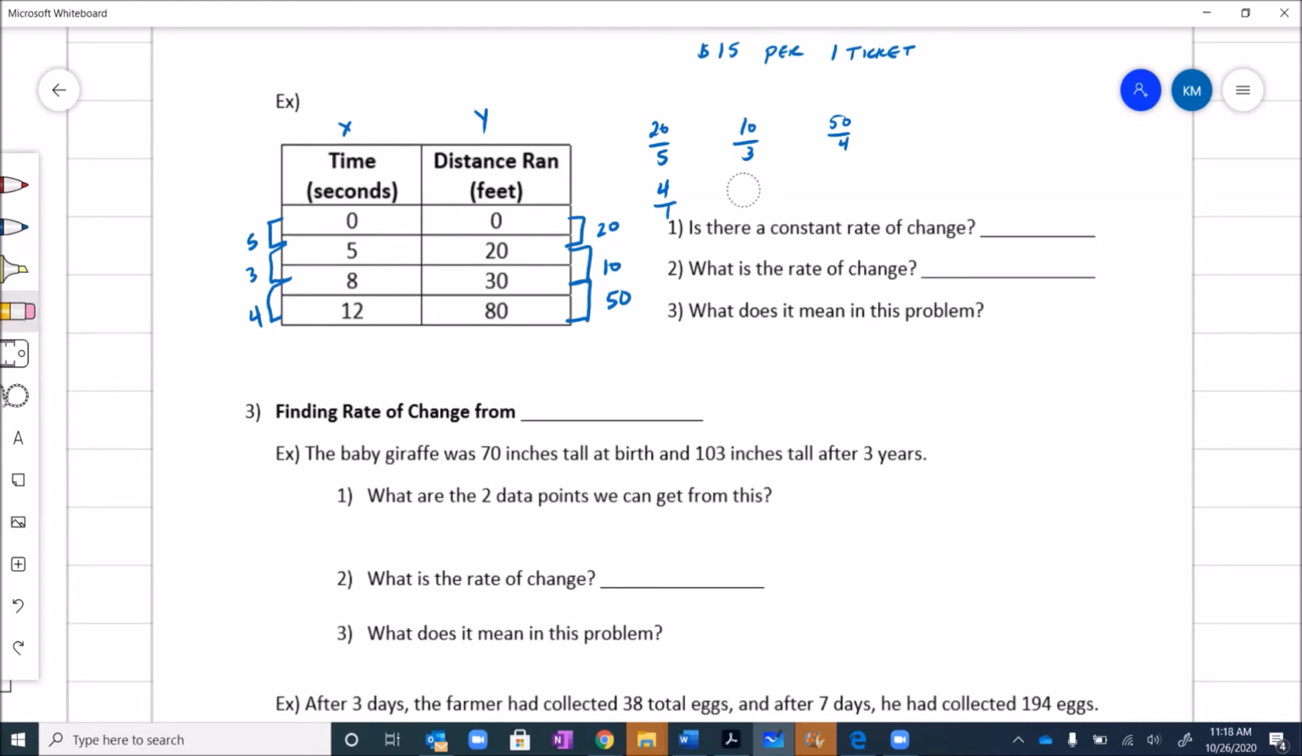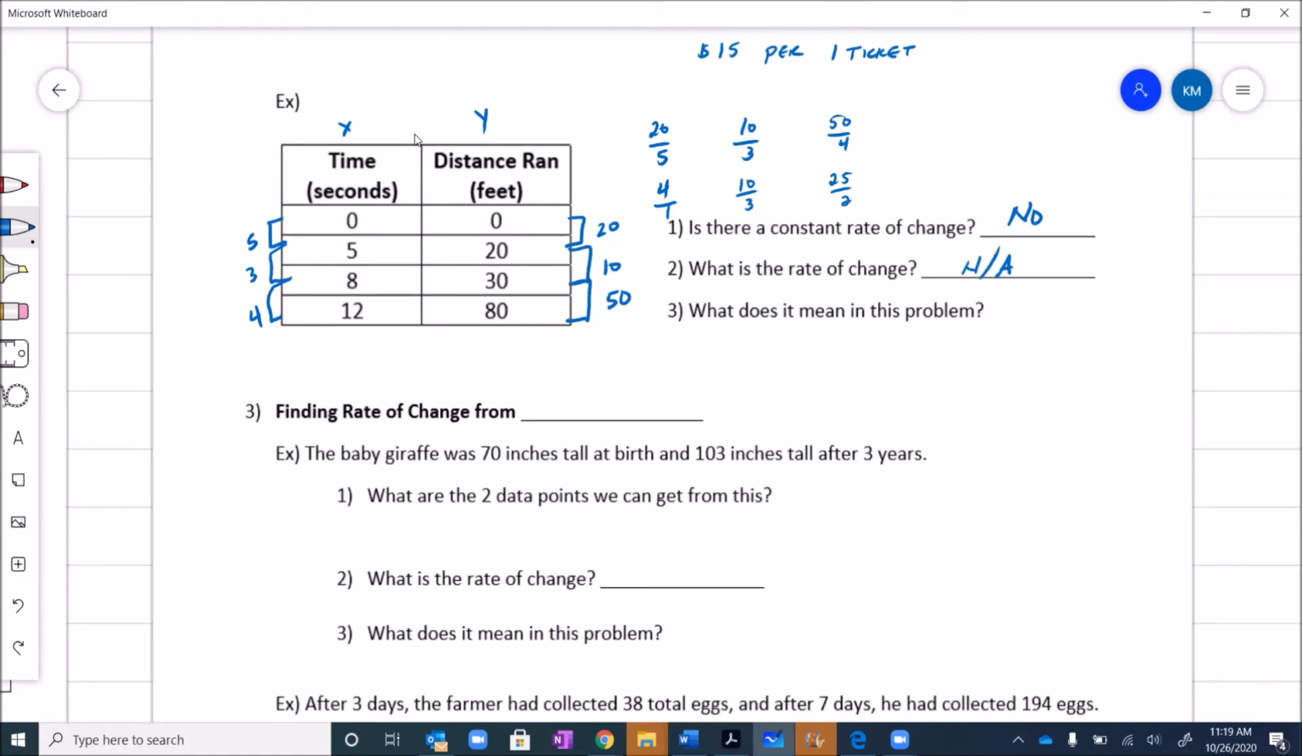Fractions might be a little bit easier here. That's simplified to 10 over 3. That simplifies to 25 over 2. Simplified, is there a constant rate of change? No, not a constant rate of change.